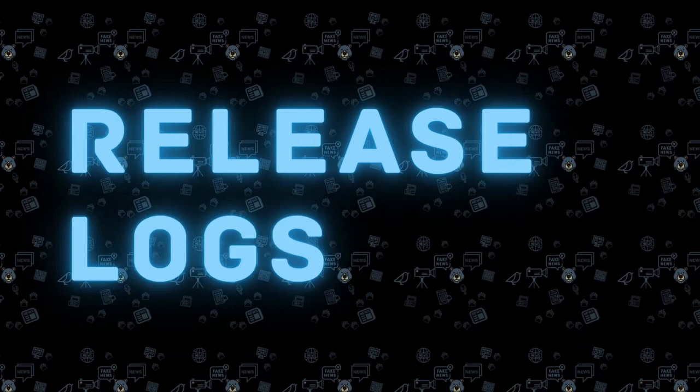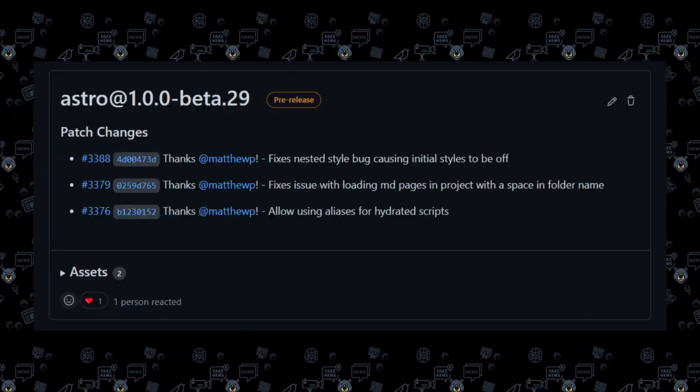And now we're coming into the release logs. This is what beta 29 was. Nested styles from components will exist on initial load and persist through reloads as well. We see a bug fix for loading markdown files that have spaces in their name. We also see fixes for Svelte components, for projects that are using shortened path aliases in their Svelte components.